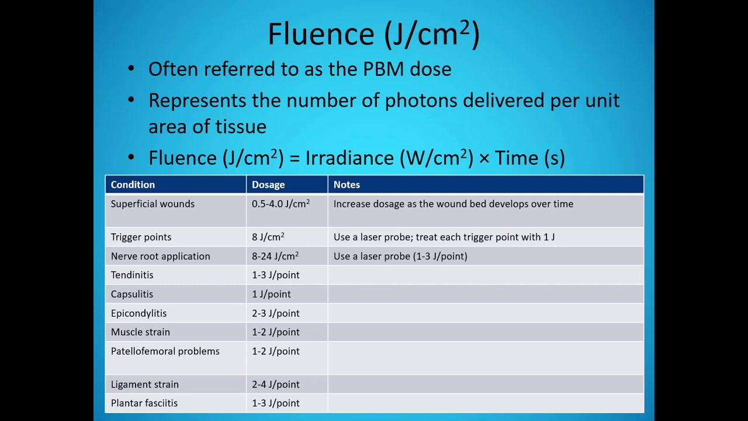In this table, we can see some common conditions and their dosage and any notes available. For example, if we were to treat superficial wounds, the recommended dosage is anywhere from 0.5 to 4 joules per centimeter squared. The recommendation is to increase dosage as the wound bed develops over time.